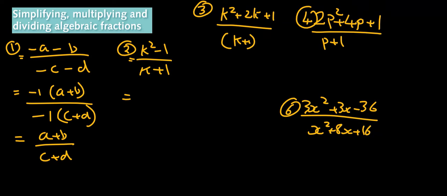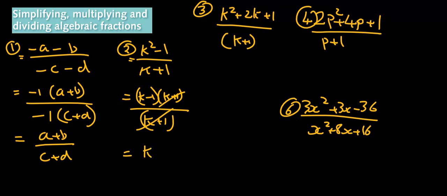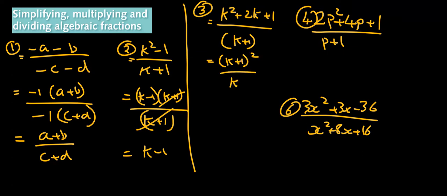Okay, so this is a difference of two squares. They cancel, so we're left with k minus 1. So the top is a perfect square. If we divide that, we're left with k plus 1.